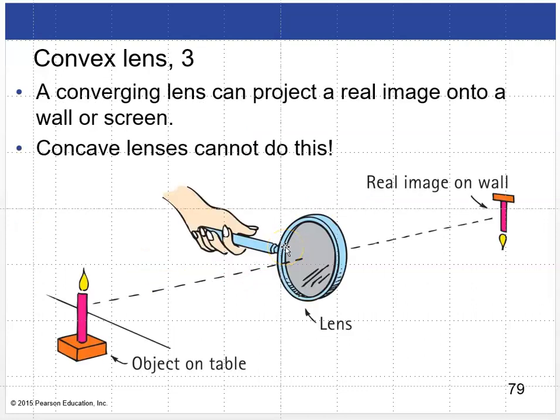A converging lens can project the real image onto a wall or screen. You cannot do this with a concave lens. So if you're looking at this slide and somebody's projecting this on the wall or on a screen, it's a real image. Why isn't the image that you see upside down? It's because they put something else in here to invert the light coming from here. And if you invert something that's upside down, it's right side up.